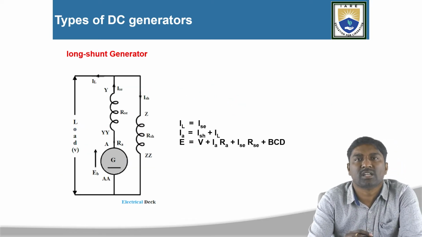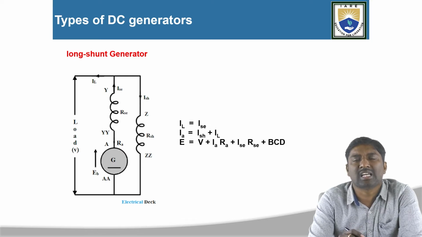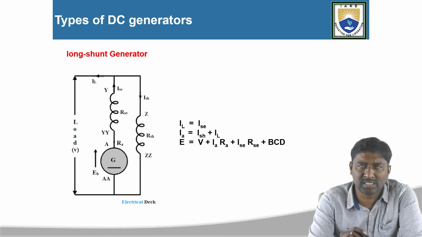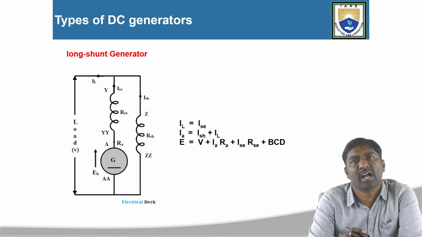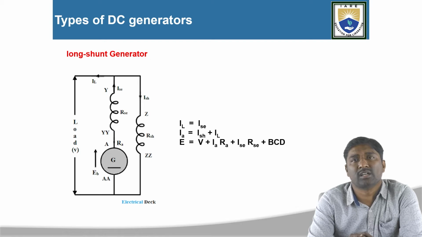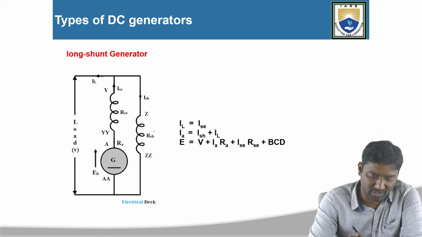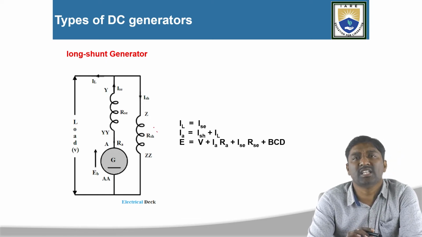Now next, the DC compound generator. I already said the DC compound generator is classified into two types: the long shunt generator and the short shunt generator. What is meant by a long shunt generator? Observe the diagram here. In a compound generator, we get two field windings: the shunt field winding and the series field winding.